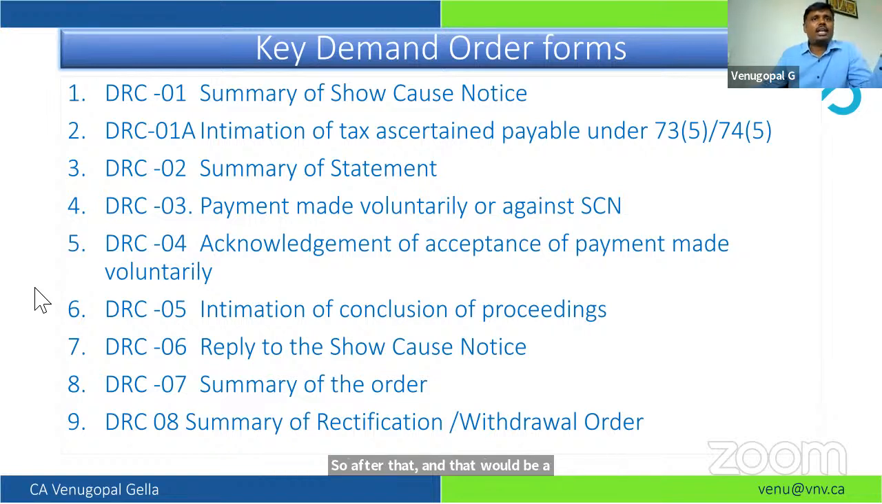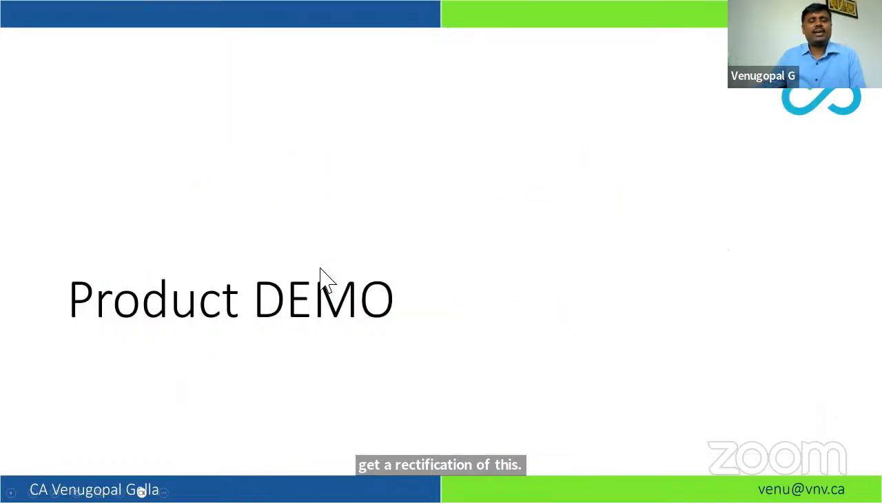If you are making a voluntary payment, that is DRC 03, and DRC 05 is if all the proceedings, your pre-consultation notice and notice is being issued, is being paid, then they can also issue DRC 05 saying that I'm concluding the proceedings. And what is more important is DRC 07, a summary of the order. And in case you find the order is wrong, you can make an application under Section 161 and you can get a rectification of this order under DRC 08. So these are the various forms that are available.